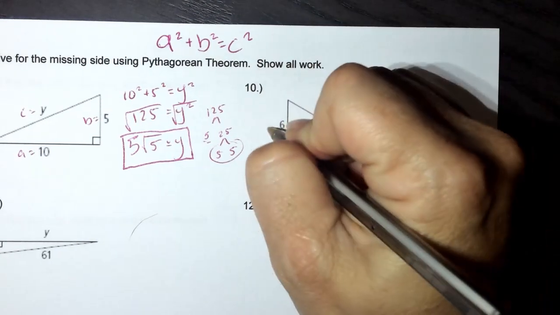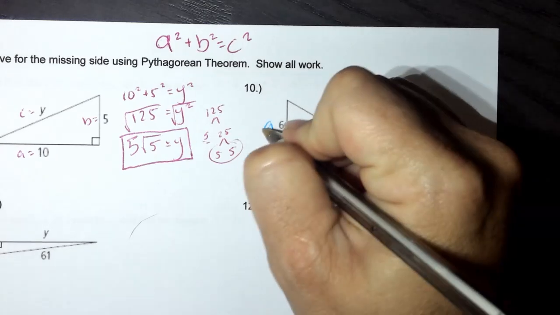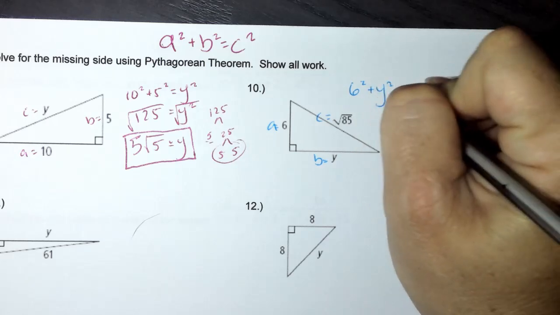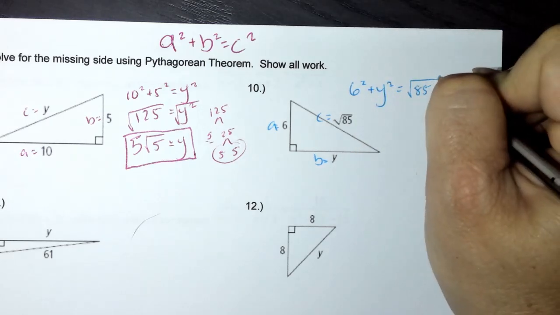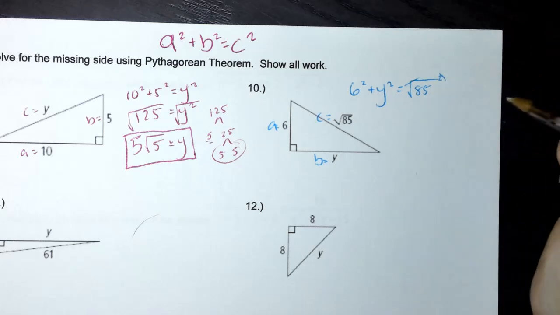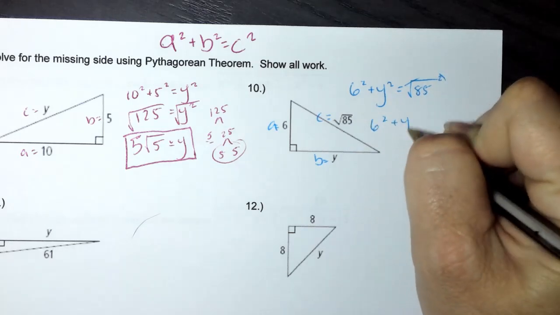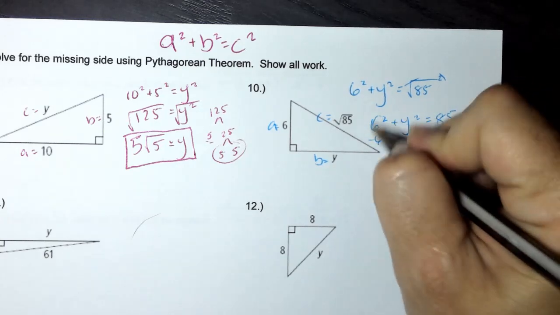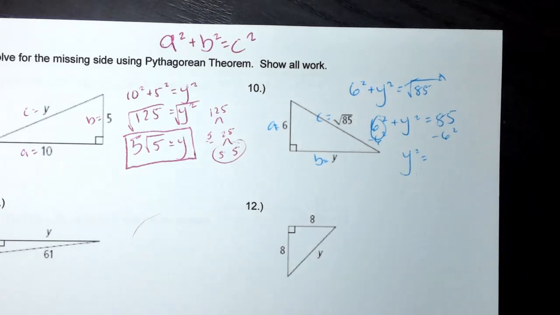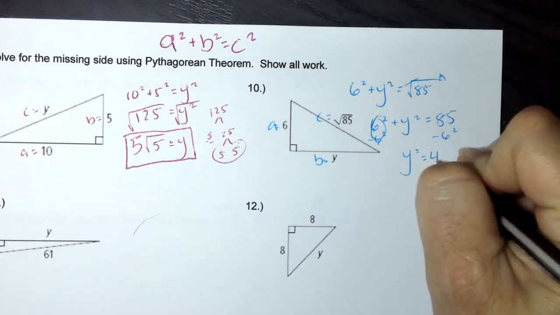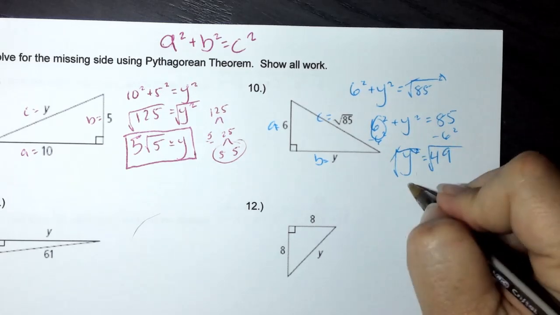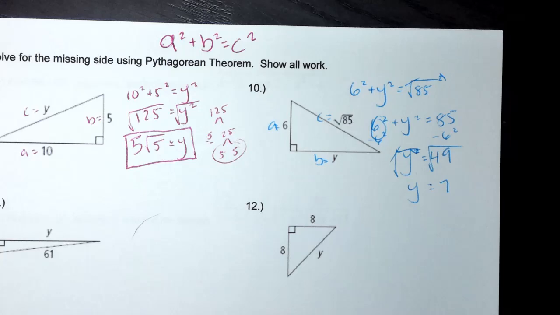So here is a, b, c. So I have 6 squared plus y squared equals the square root of 85 squared. Well, I know the square root and the square cancel each other, so I get 6 squared plus y squared equals 85, minus 6 squared on both sides. I get y squared equals 85 minus 6 squared, which is 49. Well, I know that's a perfect square, so when I square root both sides, this cancels and I get y equals 7. So there's my answer.